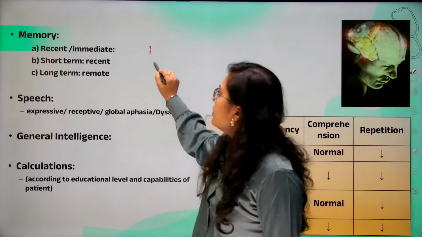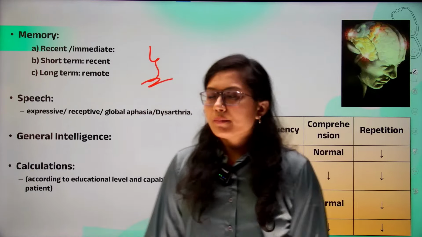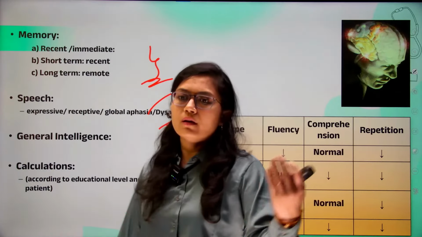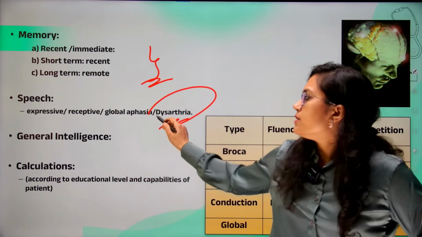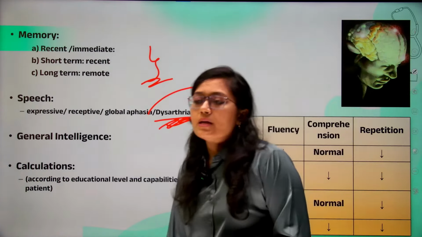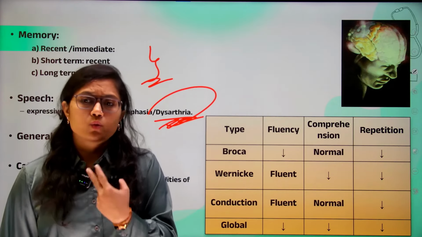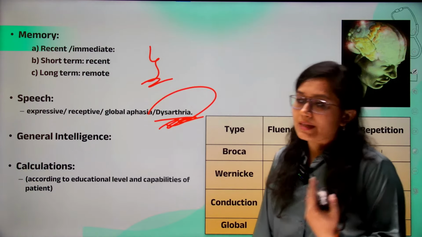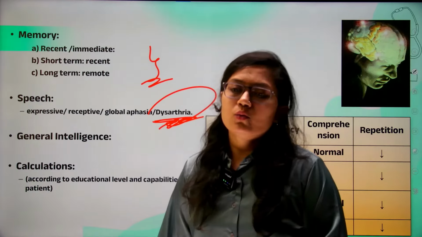Now, as we talk about the memories, we already talked about recent, immediate, short-term and long-term memory. Then we will have different speech affections. We are going to learn about speech in more detail in the next session. Whenever the patient speaks, we need to know whether the patient has difficulty with motor, with sensory, or with expression. So we need to ask what kind of problem it is.